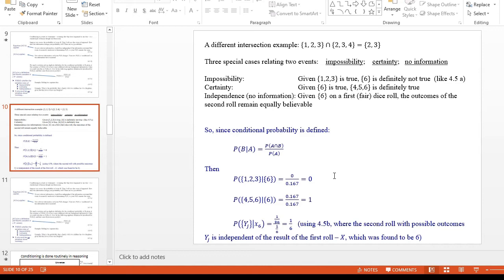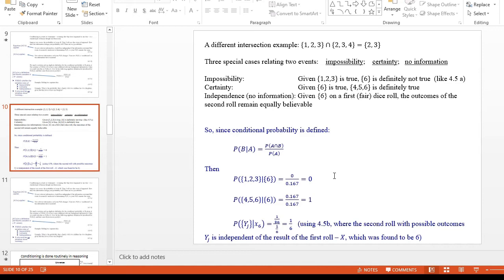Putting it the second way around, certainty: the probability of rolling either a 4, 5, or 6, given that you're told you rolled a 6, is obviously certain, or gives you probability 1. In this case, the probability of the intersection, rolling a 4, 5, 6, or a 6, is the same as the probability of rolling the 6, the denominator. So you take the ratio and you get 1.